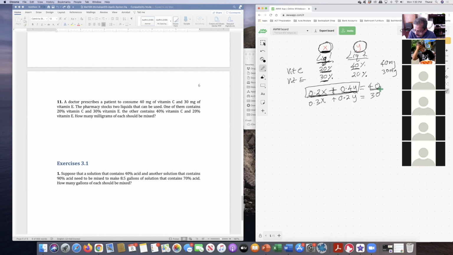Similarly, total vitamin E consumed is 0.3 times X plus 0.2 times Y, which must be equal to 30. So you're calculating total vitamin C consumed and total vitamin E consumed, and that should be equal to the given numbers, 40 and 30. That's how we got this equation.